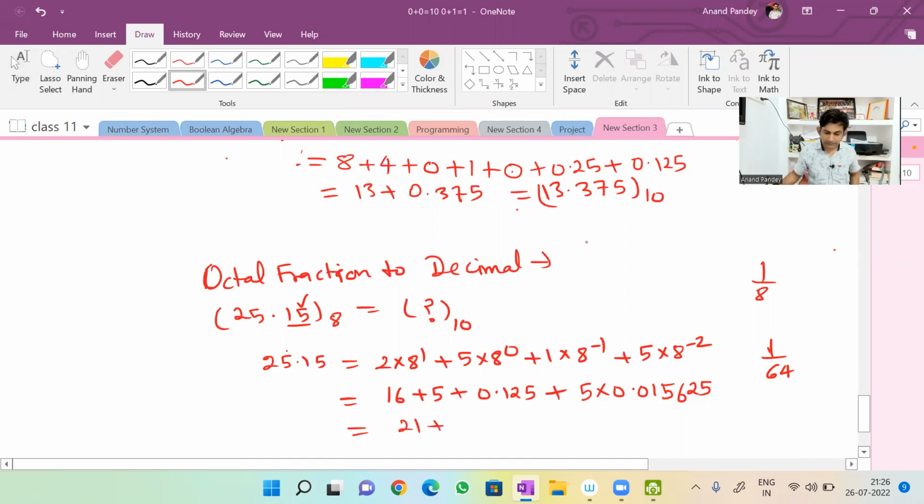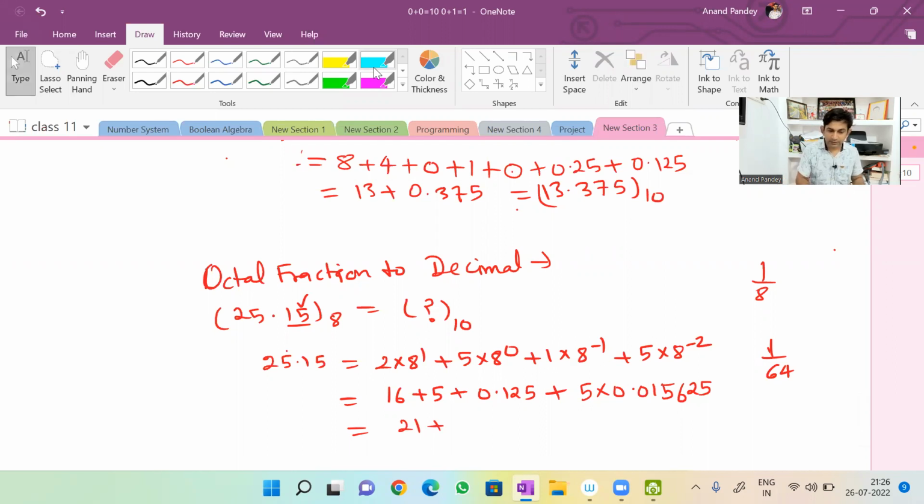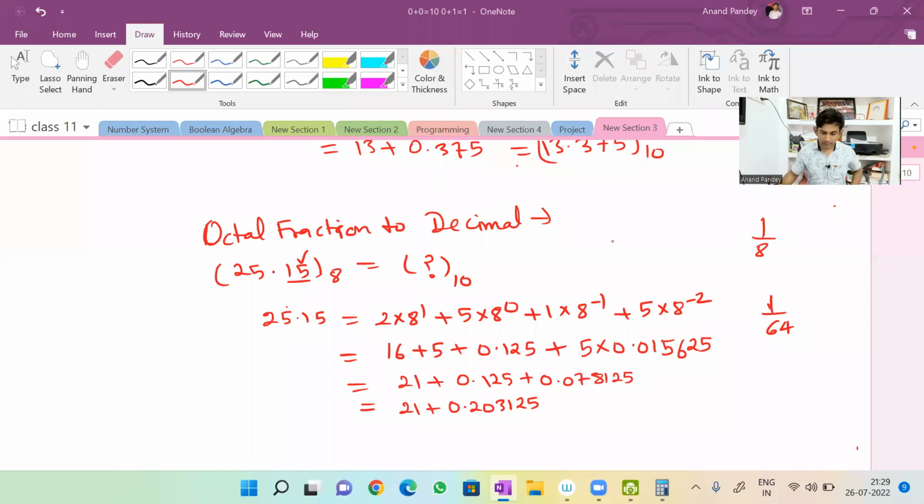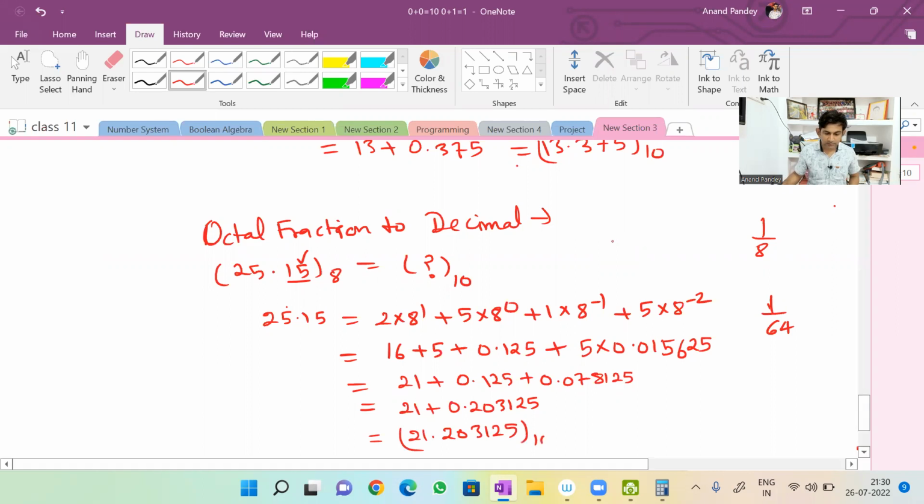एंड अब इसको 5 से मल्टीप्लाई करोगे. 5 इंटू 0.015625 को 5 से मल्टीप्लाई करोगे. If you multiply 0.015625 with 5 you'll get this, and if you add both 0.125 and this value, so you'll get 0.203125. Okay, you can verify this answer by multiplying yourself. Now if you add both you'll get what? 221.203125 in decimal. सिंपल सी बात है.